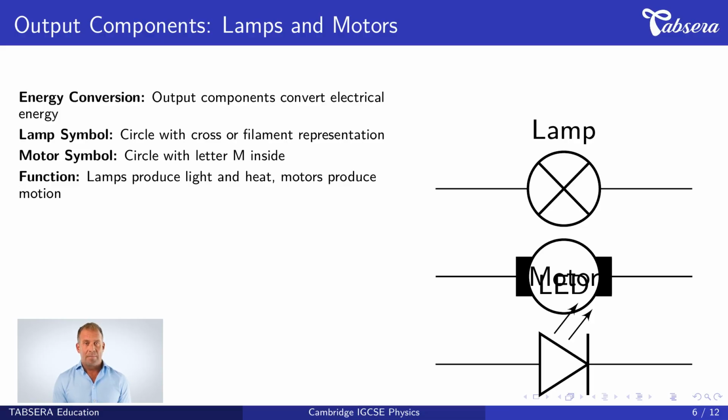Our third core concept covers output components that convert electrical energy into other useful forms. The lamp symbol is drawn as a circle with a cross inside representing the filament that glows when heated by electrical current. Lamps convert electrical energy into light energy and heat energy. The motor symbol is a circle with the letter M inside. Motors convert electrical energy into kinetic energy, producing rotational motion. Light-emitting diodes, or LEDs, are shown with an arrow symbol and convert electrical energy very efficiently into light energy with minimal heat production.